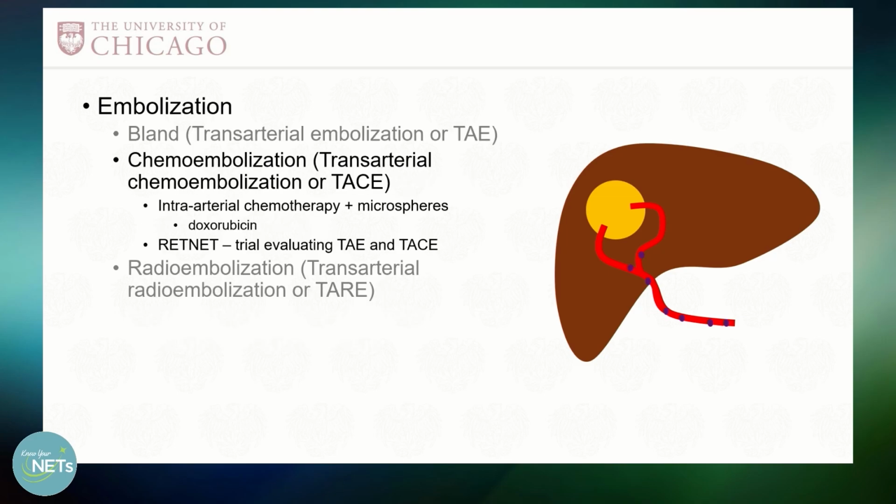A step up from this is chemoembolization, and this is basically mixing those beads in with chemotherapy, the most common being doxorubicin. Now, what's better, bland embolization or chemoembolization? There have been a few studies, including the RETNET trial, evaluating the difference between these two, and so far there hasn't been a significant difference.